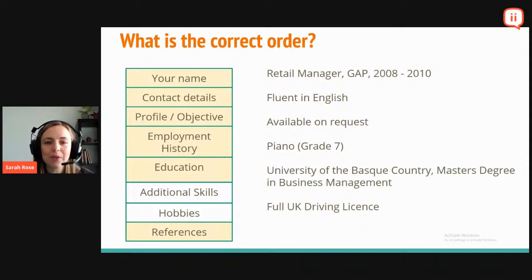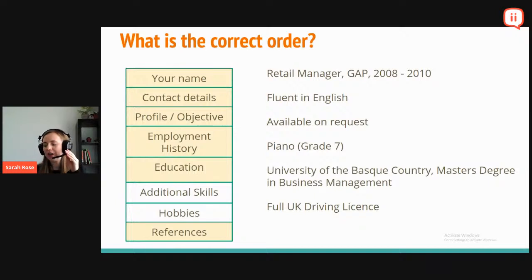Okay, so we have fluent in English, available on request, piano, grade 7, University of the Basque Country, master's degree in business management, and full UK driving license. So which section do each of those go in? Do you know? Let's have a look.